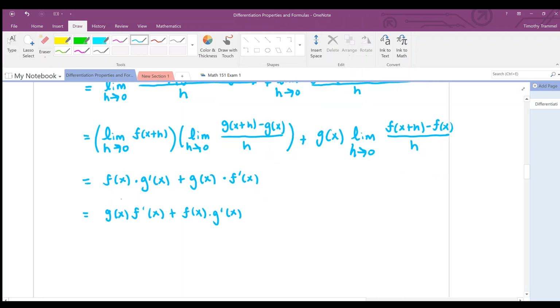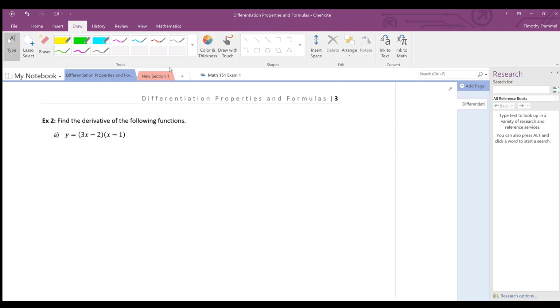And you can also change the order of multiplication with real numbers. So this I could rewrite as f prime of x times g of x plus f of x times g prime of x. We have our first example here that will require the product rule. And I shouldn't say it'll require it because we do have a way around it here. But we're going to use the product rule on it.